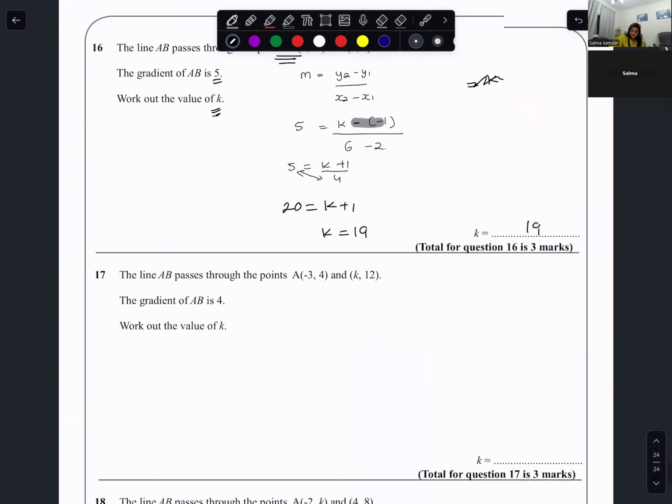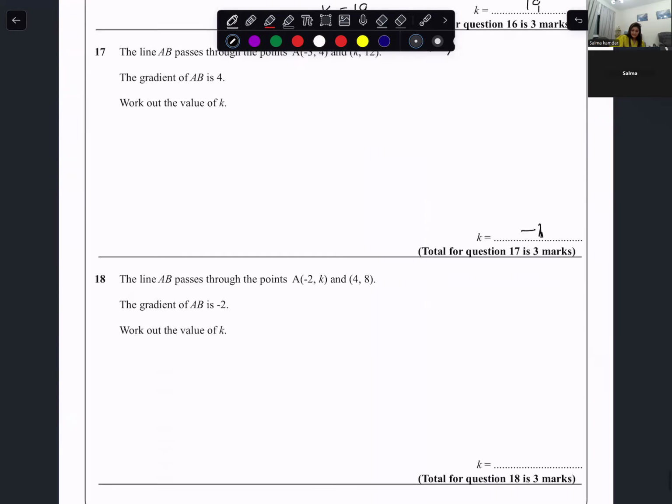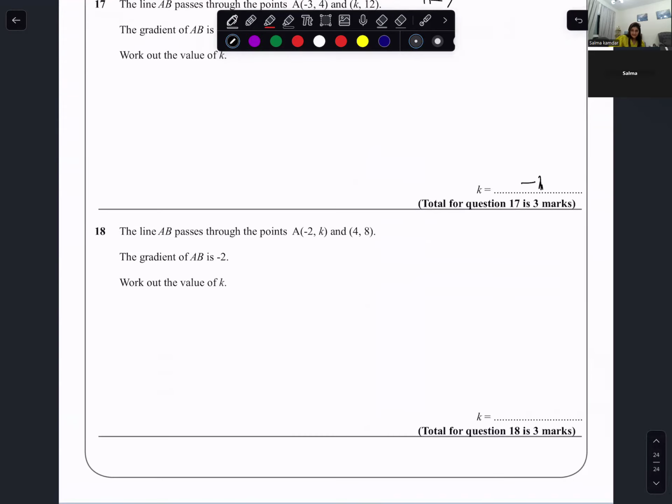You can try this sum for yourself. Answer is minus 1. A similar type of sum comes for gradient. You have to work out the value of k and the gradient is given. So you will write the formula m is equal to y2 minus y1 over x2 minus x1. So your k is 20. This is all regarding the gradient of a line.